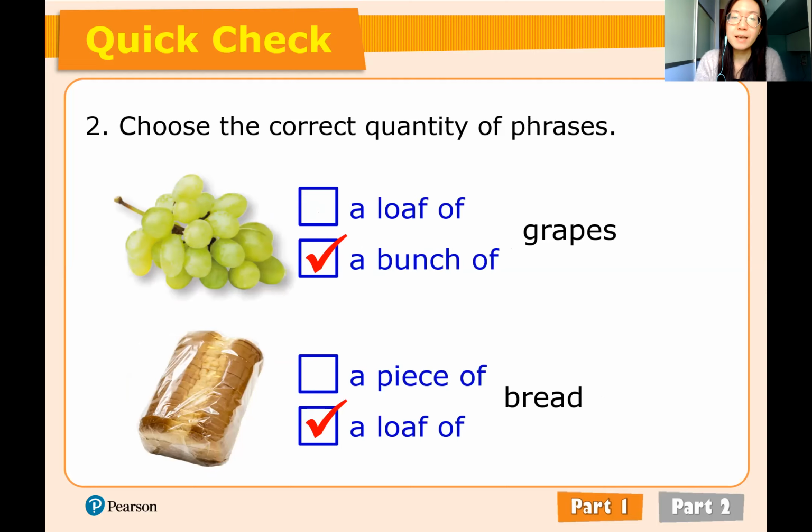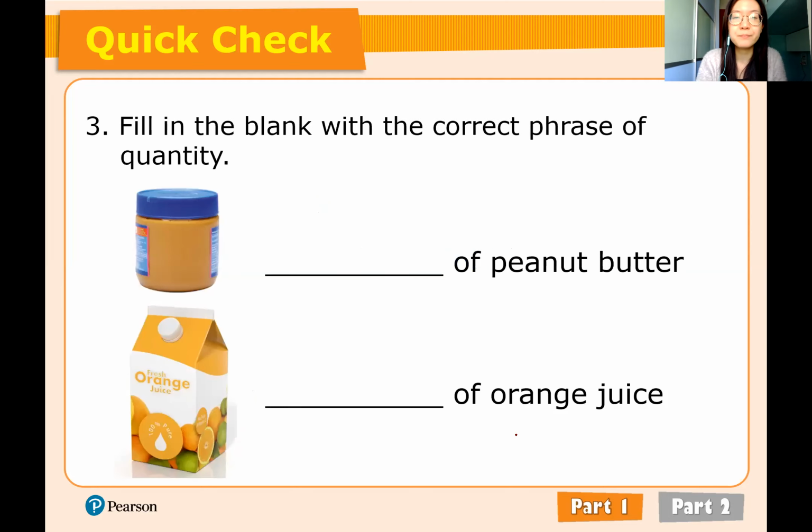Okay, a loaf of bread. Loaf is always used with bread. Okay, how about this? A jar of peanut butter, a carton of orange juice.